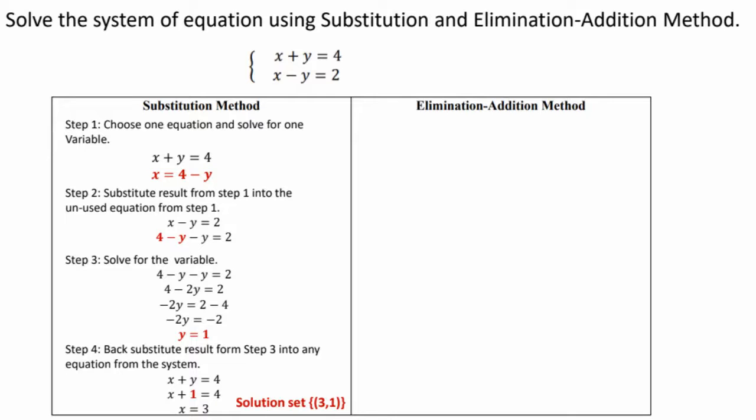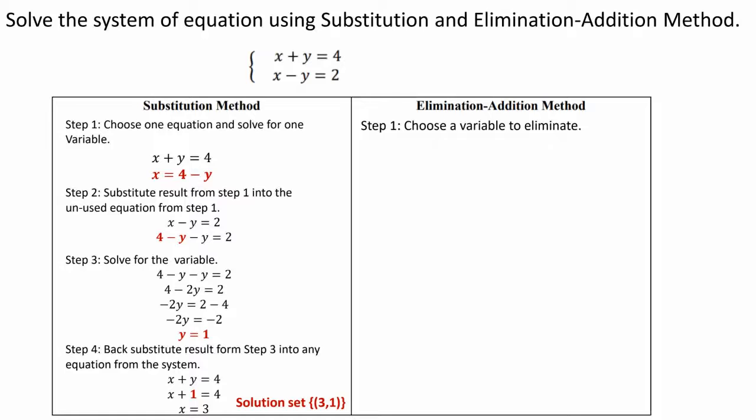So that was the substitution method. And then the elimination method, I'm going to show you that on the right side. And why are we learning multiple methods? Sometimes the way that the system is written will lend itself to one method over another one. However, if you prefer to use substitution all the time, then you can do that as well.